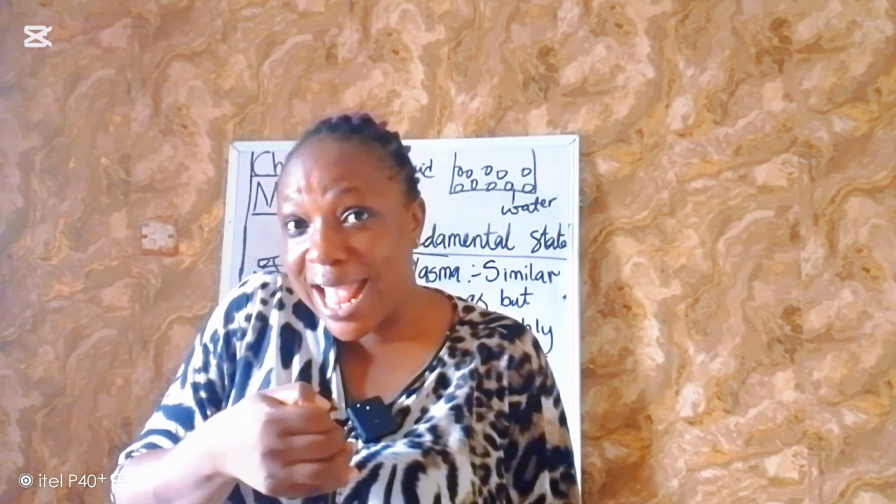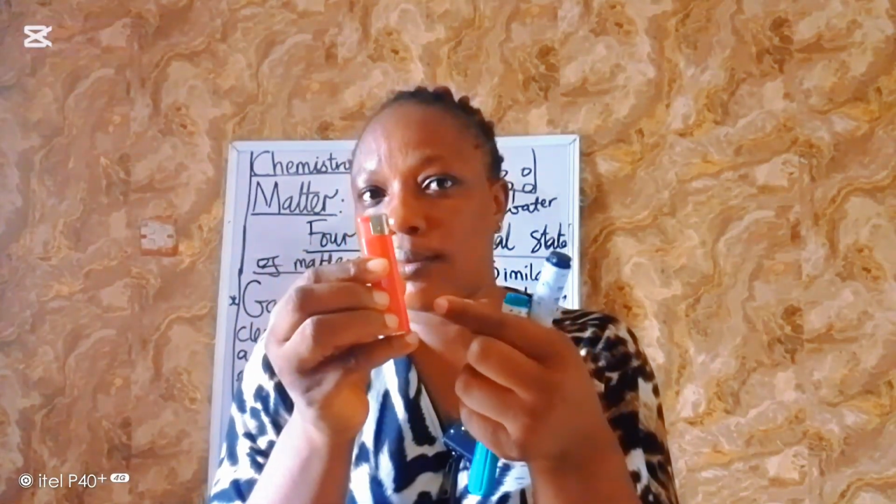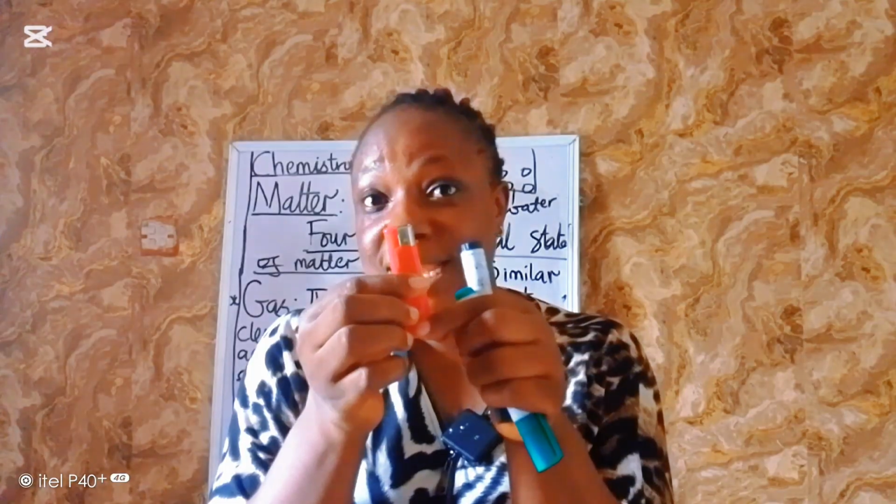Example, our lighter. Are you seeing this lighter? There's gas inside it. Have you seen? They have compressed this gas inside it. So it now occupies the volume of this. Understand? It expands all through the volume of this.